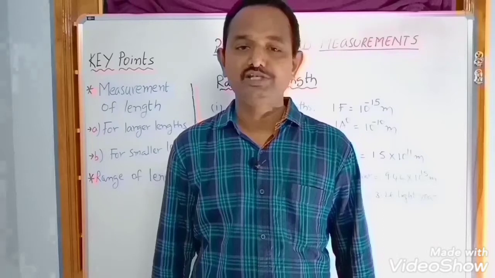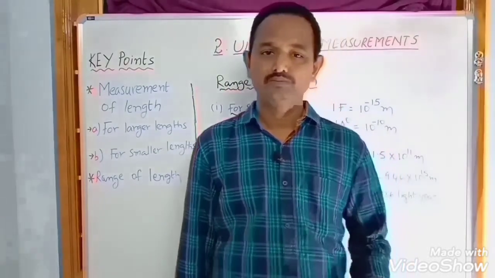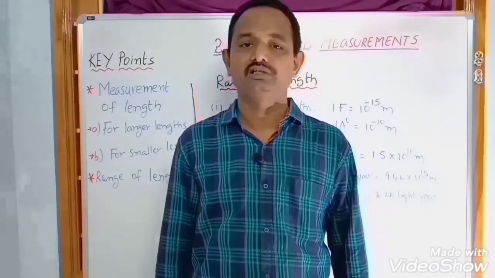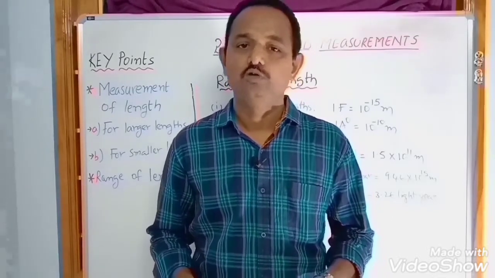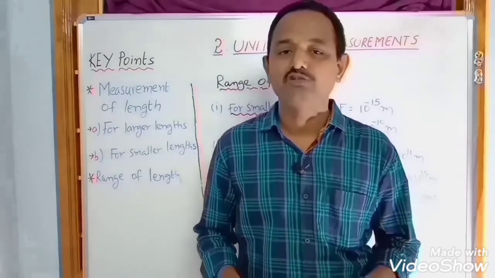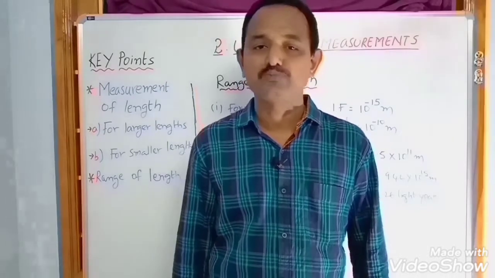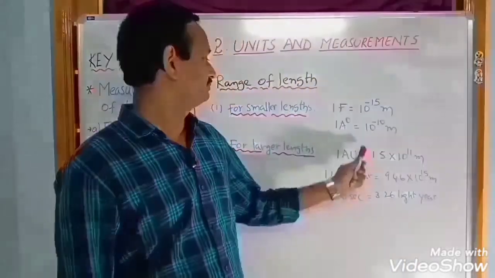Students, now the range of lengths. Range means from minimum value to maximum value we should take. For smaller lengths, we will use Fermi and Angstrom. One Fermi equals 10 power minus 15 meter. One Angstrom equals 10 power minus 10 meter.